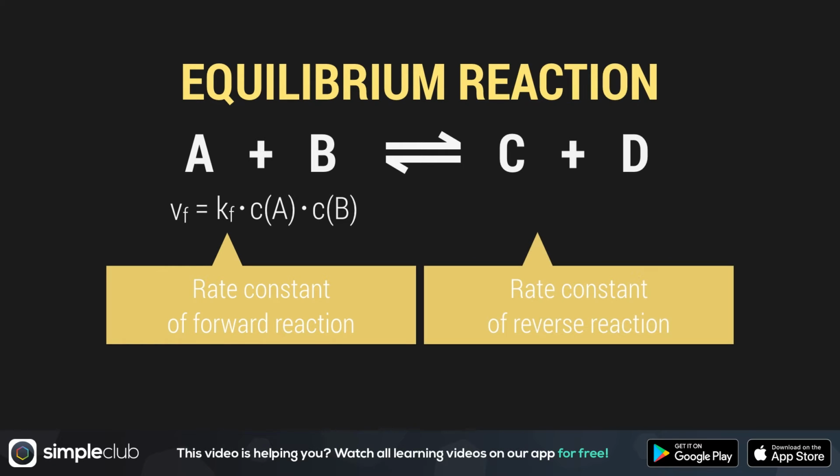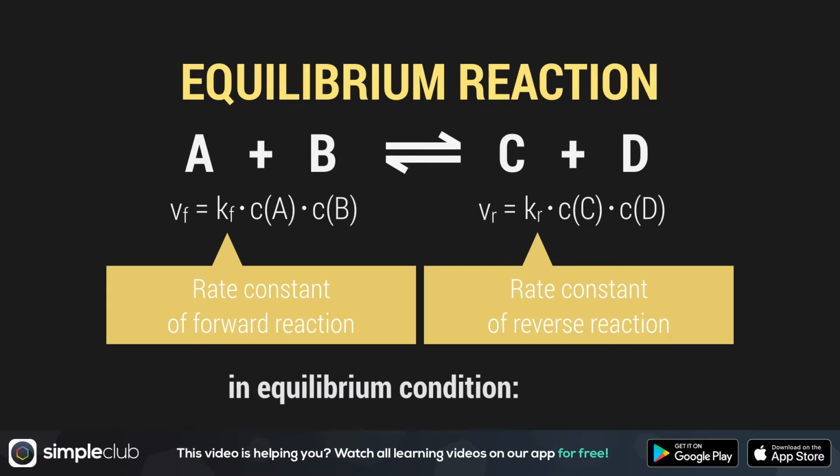The rate of the reverse reaction looks very similar. The rate of this reaction is described by Vr. Here's the equation. Vr is Kr times the concentrations of the products. In the same way, Kr gives you information about the rate constant of the reverse reaction. When the equilibrium reaction has reached the equilibrium condition, Vf is equal to Vr.